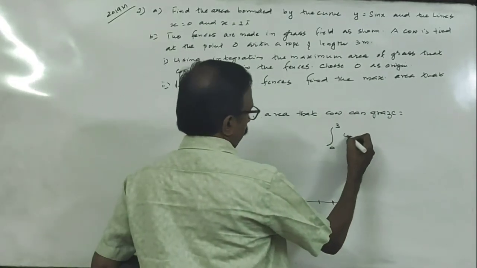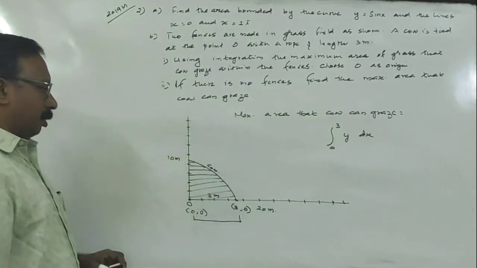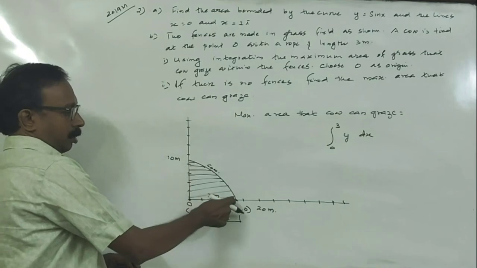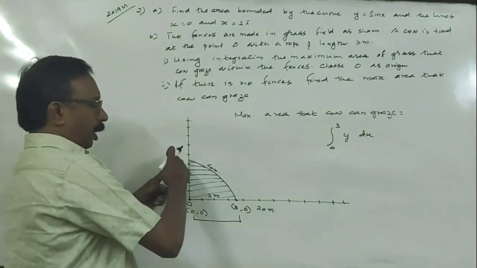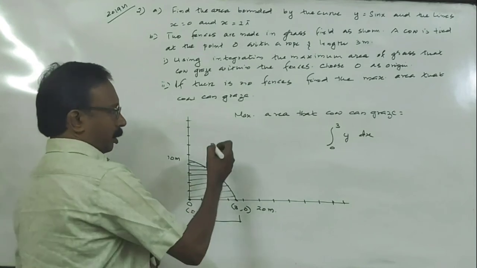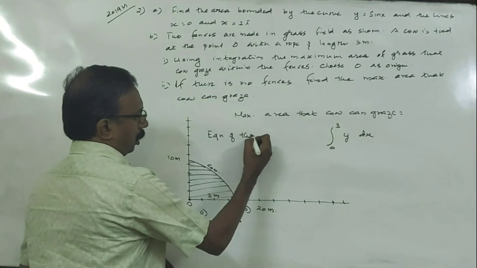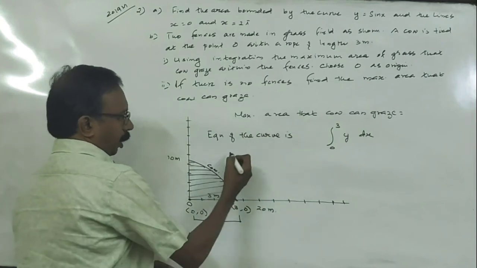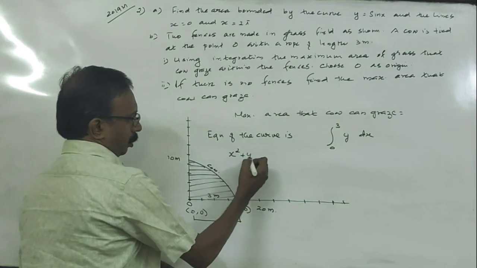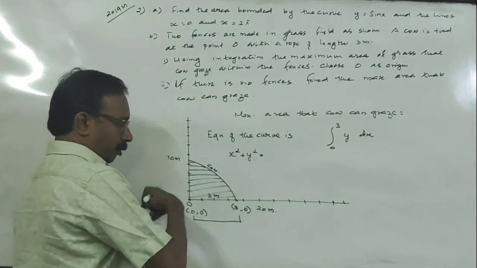Weight dx. We have to find the volume. This is a quarter of a circle. Therefore, the equation of the curve is x square plus y square is equal to... the equation of the curve means the equation of the circle.